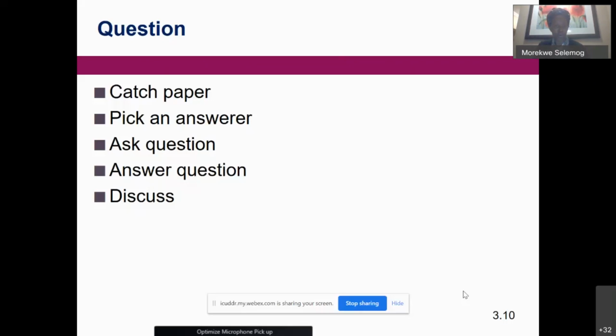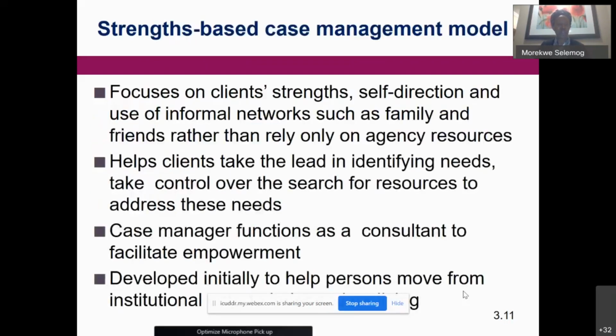So thank you for sharing. We are going to skip this slide for question because we've already answered. Our answer was Fatima. Let's move on to the second model of case management, which is obviously different from brokerage, the strengths-based case management model.